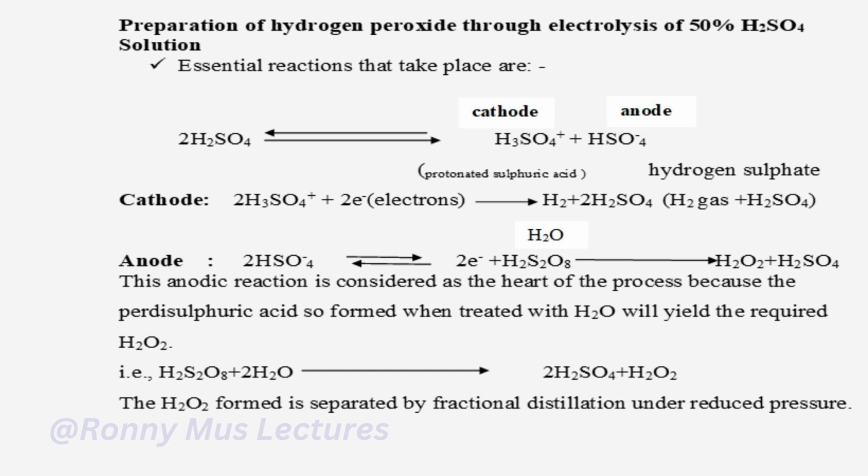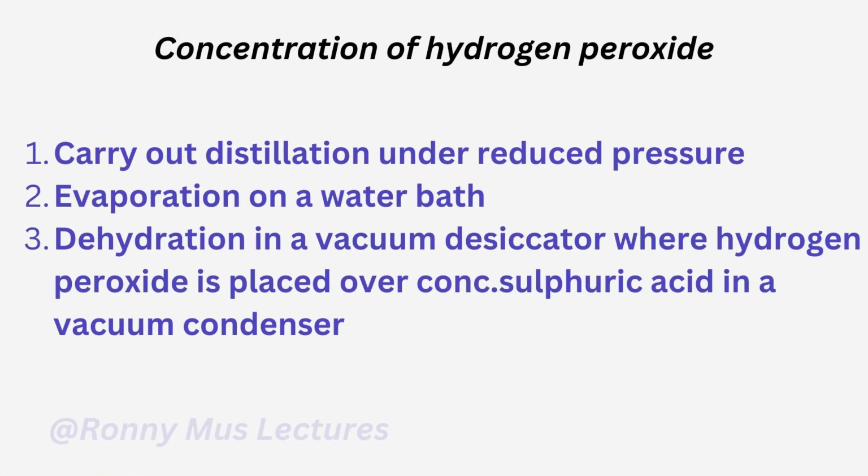To separate the two, you need to use fractional distillation under reduced pressure. For you to get concentrated hydrogen peroxide, you need to do the following. Number one, you carry out distillation under reduced pressure.